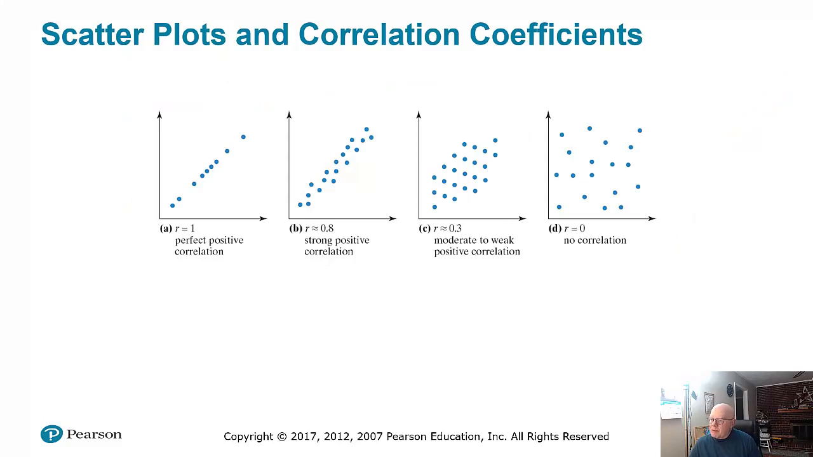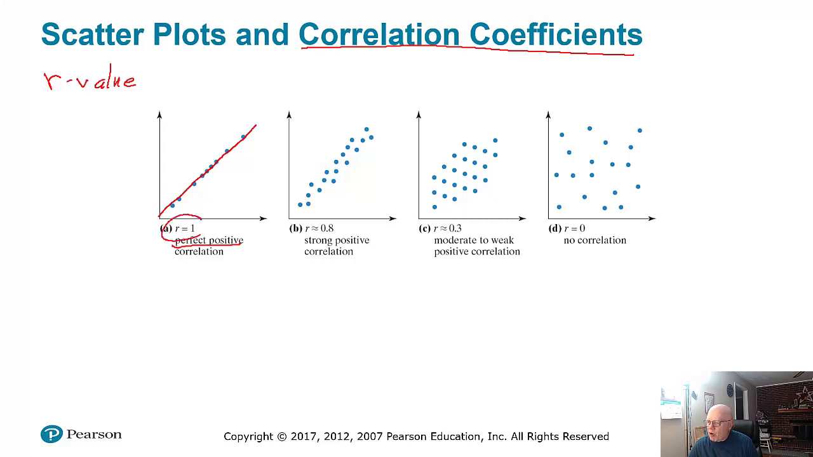Now, how about the numbers? What does that R value actually tell you? This is the correlation coefficient. If it's a perfect positive correlation, that means it goes up to the right. Notice that regression line fits it to a T.